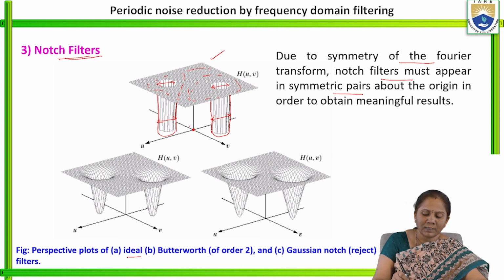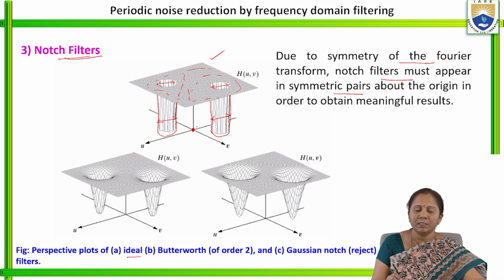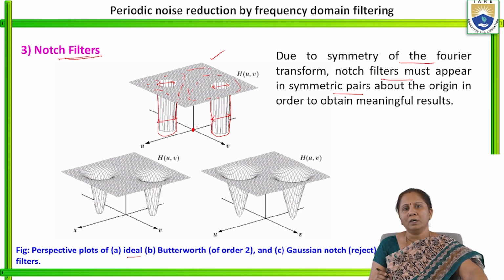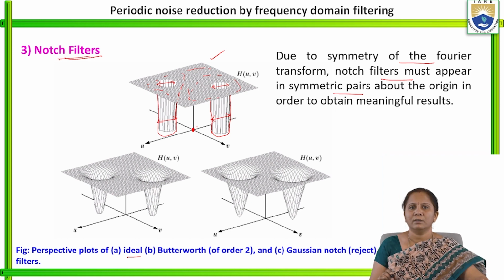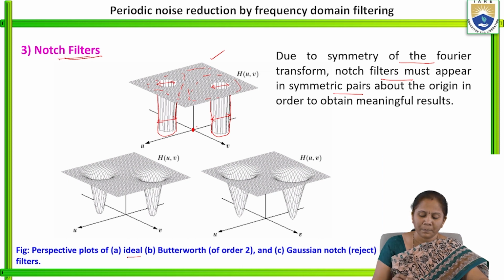According to the notch filter, it is going to consider the center frequency and pass or reject the other frequencies. Similarly, we can observe in the ideal case that we have a sharp transition.